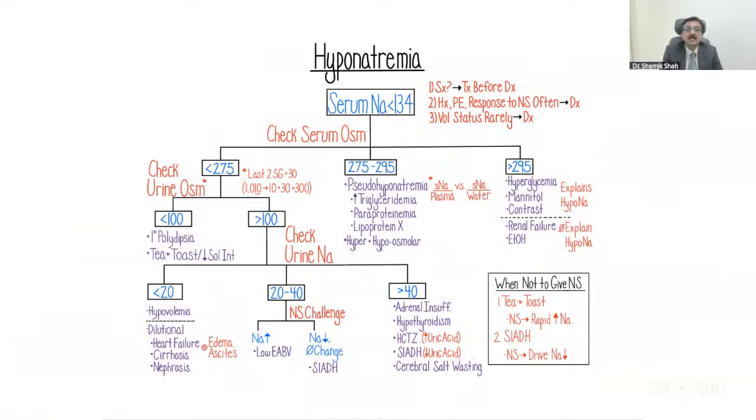So here, in a nutshell, is how we approach a patient with hyponatremia. When we find that the serum sodium is low, we check the serum osmolality. At the same time, we ask for a urine osmolality and the spot urinary sodium. All these three samples should be taken at the same time. And then based on this algorithm, it is very easy to arrive at a diagnosis of what we are dealing with, and accordingly, we treat this condition.